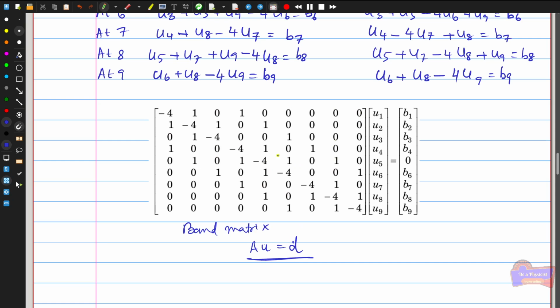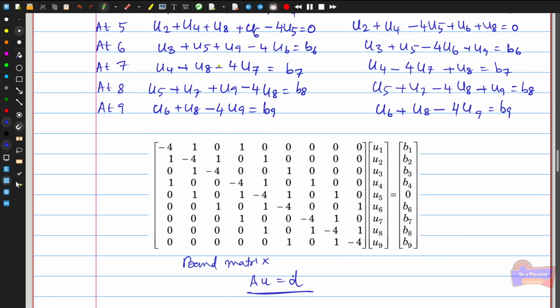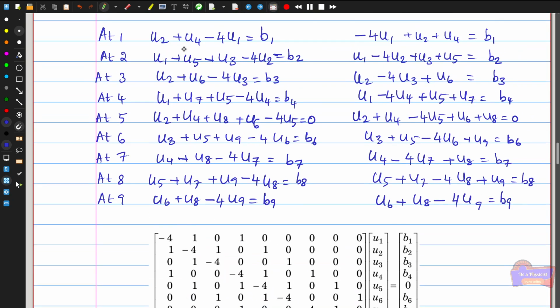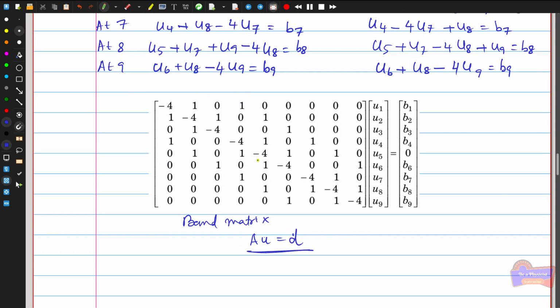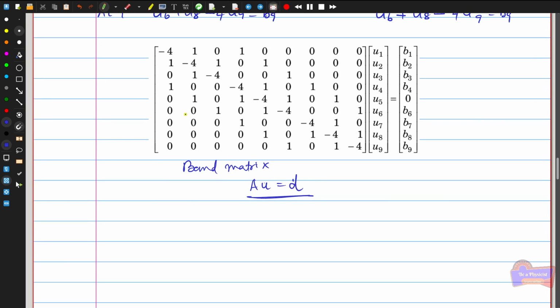Once you solve this matrix using the Gauss elimination method, or you can just solve the set of equations, then you can find out the unknown values of u1 to u9. So this is the finite difference method for the Laplace equation. Now we are going to see one of the examples to solve the Laplace equation using this finite difference method.